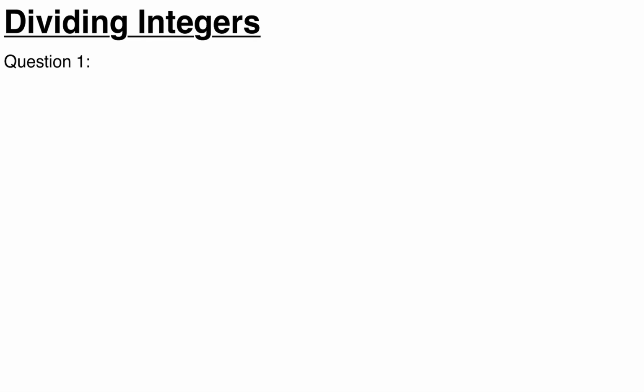In this video, we're going to go over how to divide integers. So say I were to give you negative 12 divided by negative 4, and I told you to find the answer. What would it be? Well, the answer here is simply going to be 3. And it's going to be 3 and not negative 3 because we have the same sign.